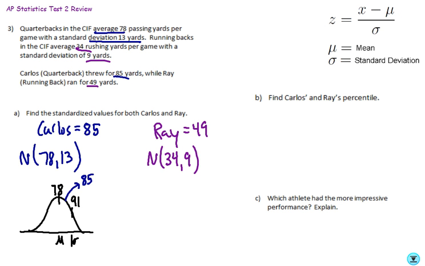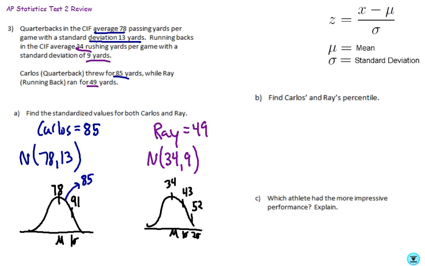Well, let's talk about Ray then. I know in the first two we really sketched out the graph. Here we don't have to get as fancy, we're just trying to get a visual. So Ray has an average of 34 with a standard deviation of 9. Here's our average. If we go out 1, we're at 43. And then if we go out 2, we're at 52. So here's one standard deviation, and there's two standard deviations.